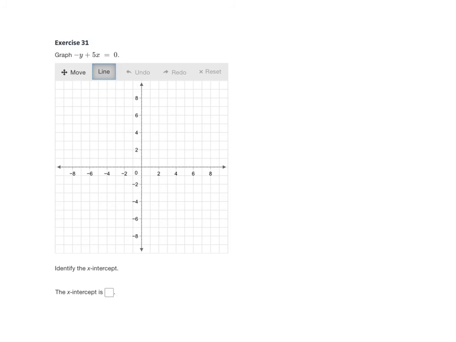Last one here, I got -y is equal to 5x equals 0. I did something wrong there. This is plus. So I have to move the 5x to the other side. What is the inverse of adding 5x? The inverse of adding 5x is subtracting 5x. I'm going to do that to both sides. That gives me -y is equal to -5x plus 0.